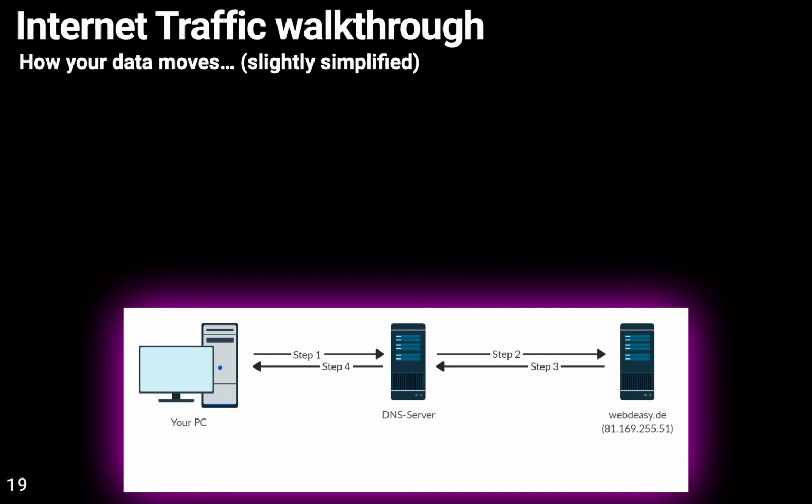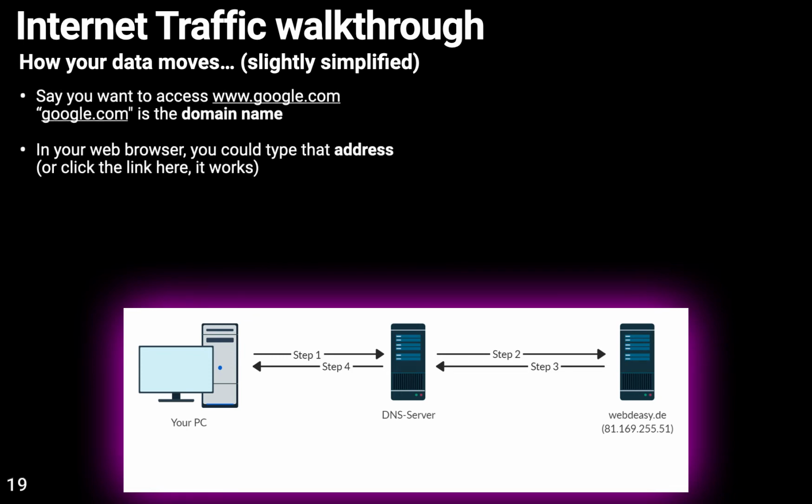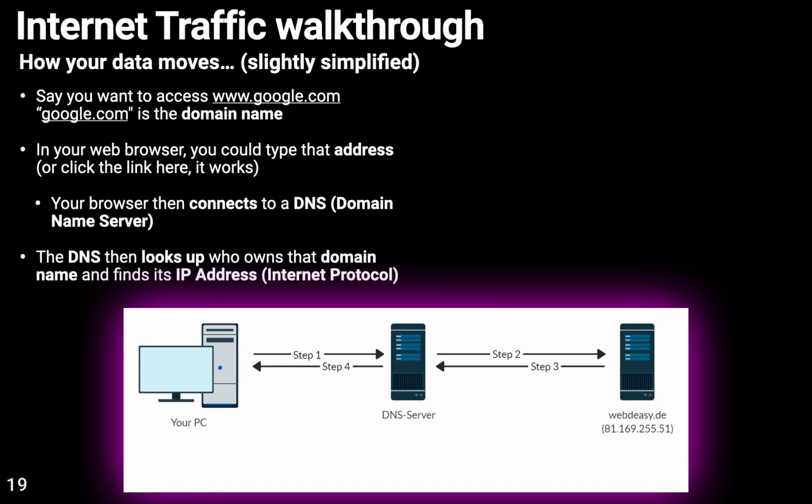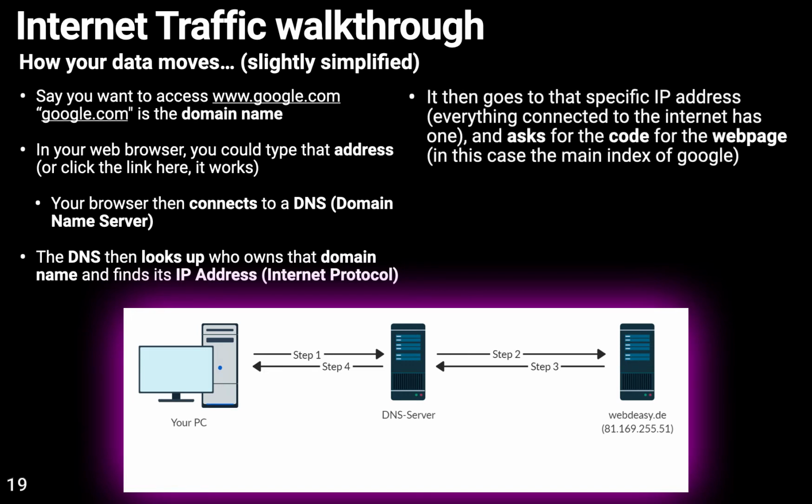But for now, say you want to access Google, right? You go to the google.com domain name. You can type that address at the top of your web browser, or click that link here, if you're looking at the slides. Your browser then connects to a DNS, the domain name server, and it's like, okay, google.com, I know that that's owned by this IP address, so I'm going to send it on. Then it goes to that specific IP address, because everything online has an IP address, and it asks for the code of the web page, usually the main index by default.